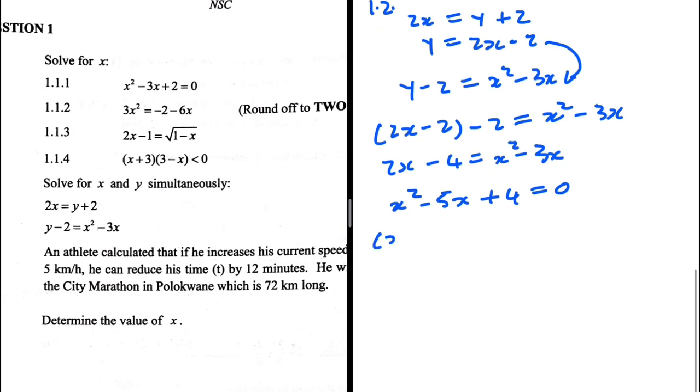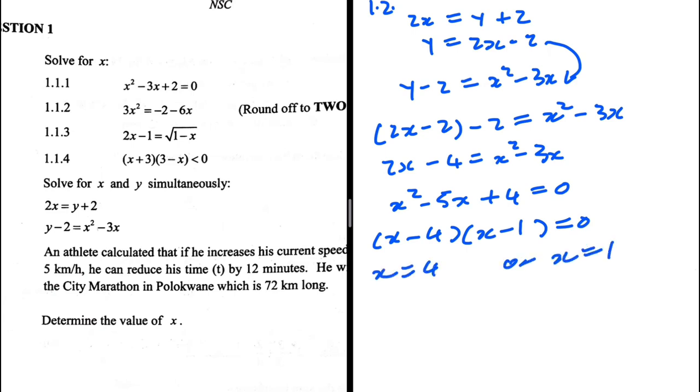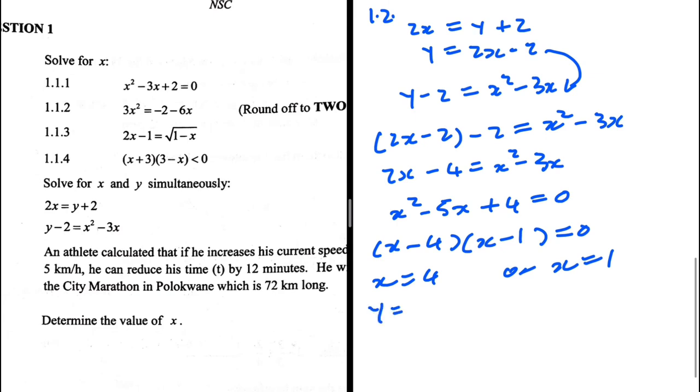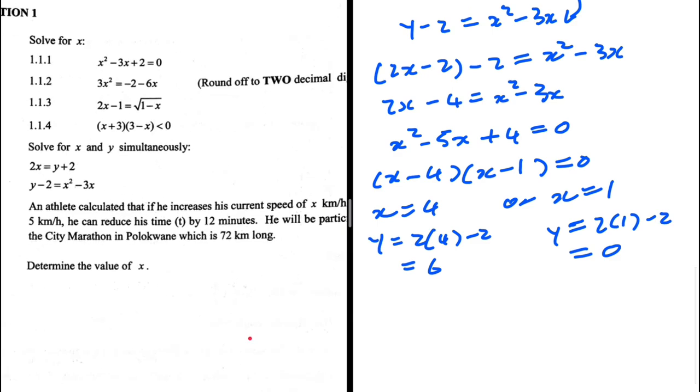Should be easy to factorize this. x minus 4, x minus 1 is equals to 0. x is equals to 4 or x is equals to 1. If x is equals to 4, y will be equals to 2 multiplied by 4 minus 2. So 2, 4, 8 minus 2, 6. And then y, well, when x is equals to 1, y will be 2 multiplied by 1 minus 2. That looks like y should be equals to 0. Right, so there we go. That is 1.2. Let's take a look at 1.3.